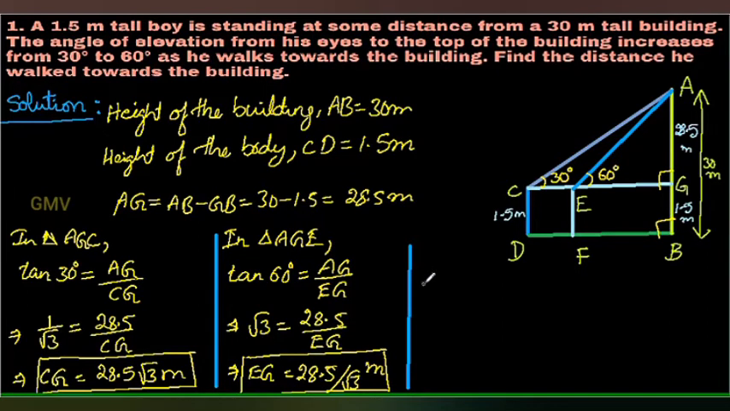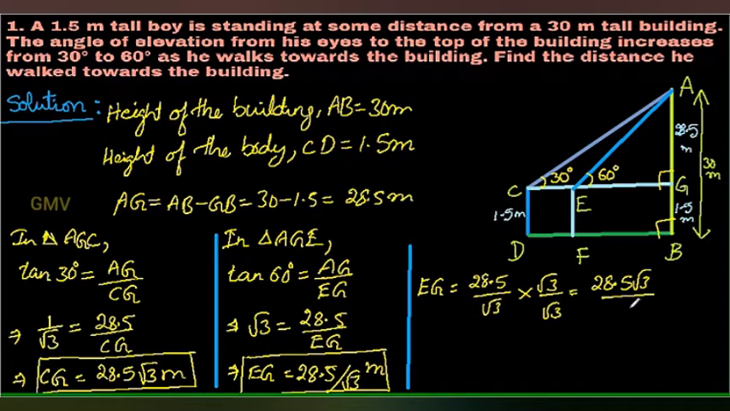Now we have to rationalize the denominator of EG. So EG is equal to 28.5 by root 3. We have to multiply by root 3 by root 3. So we get 28.5 root 3 by root 3 into root 3, means we get 3. So 3 ones are 3, 3 nines are 27, so it is equal to 9.5 root 3 meters.